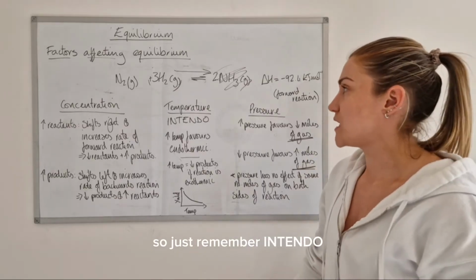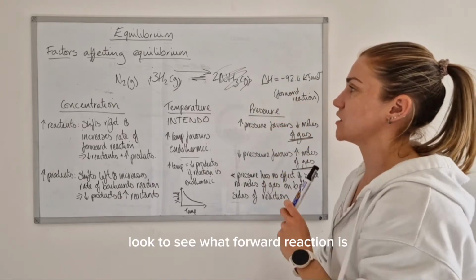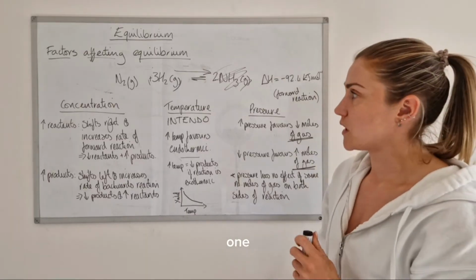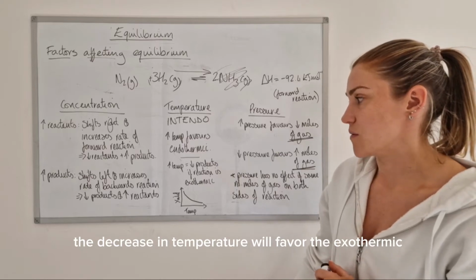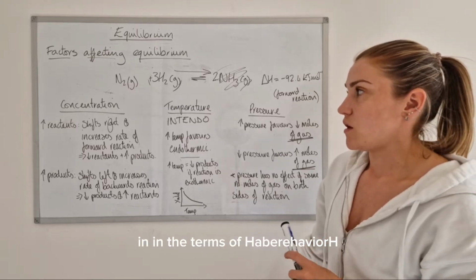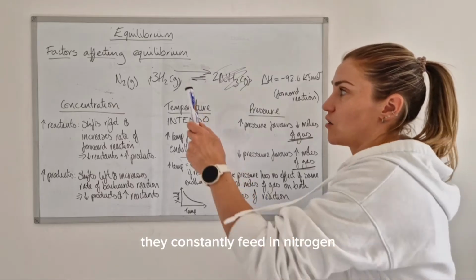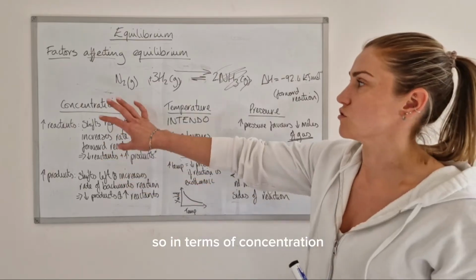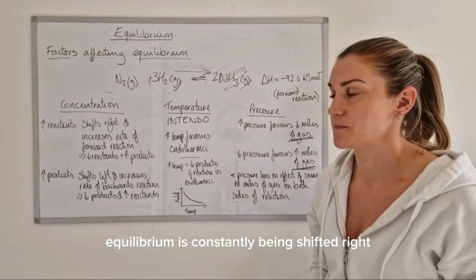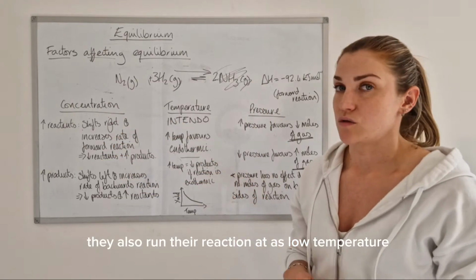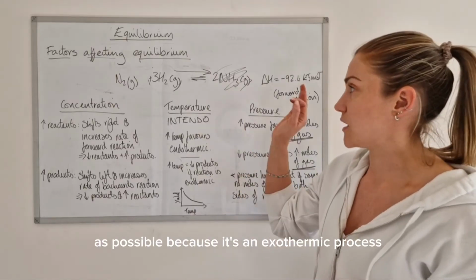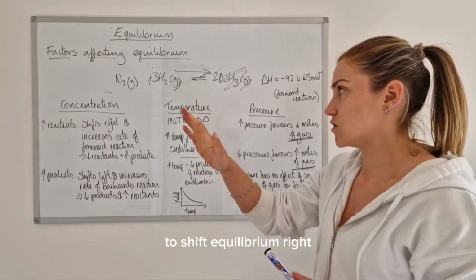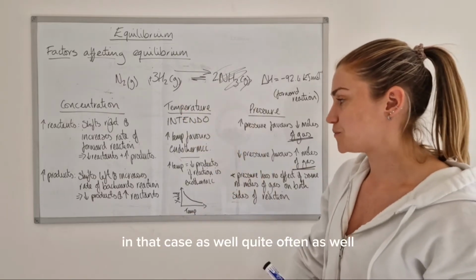So just remember endo, look to see what the forward reaction is, and the increasing temperature will favour the endothermic one. A decrease in temperature will favour the exothermic. In terms of the Haber process, they constantly feed in nitrogen and hydrogen, and they constantly remove ammonia. So in terms of concentration, the equilibrium is constantly being shifted right. They also run the reaction at as low a temperature as possible because it's an exothermic process. So as low a temperature as possible to maximise yield, to shift the equilibrium right in that case as well.